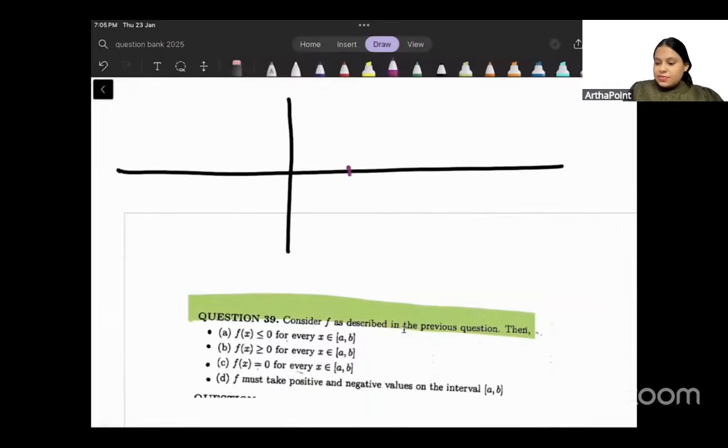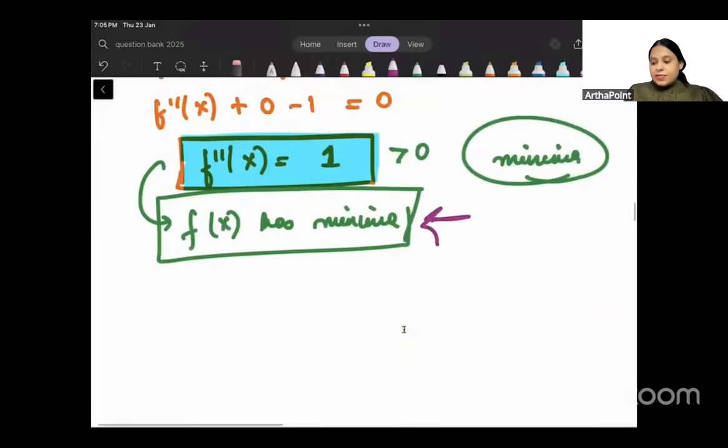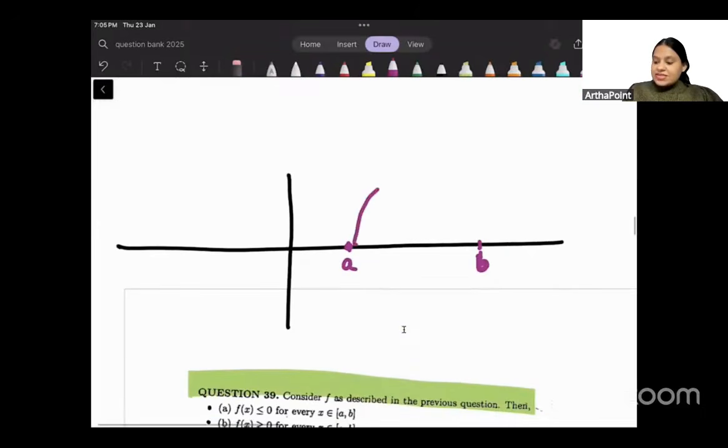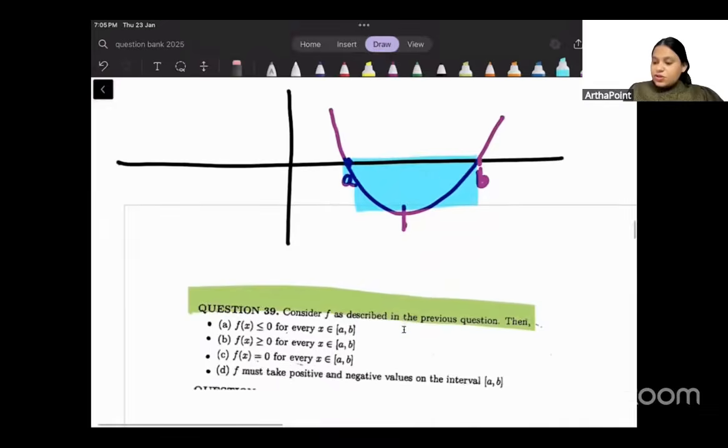Suppose this is a beta. तो at a फंक्शन का वैल्यू 0 आ रहा है. This is b. b पे भी फंक्शन का वैल्यू 0 आ रहा है. और ये जो फंक्शन है ये मिनिमा अटेन कर रहा है. माने कि ये फंक्शन मैक्सिमा नहीं अटेन कर रहा. ये फंक्शन मिनिमा अटेन कर रहा है. It is attaining minima. So between a and b, can't we see that the function will always be less than equal to 0? The value of the function will always be less than equal to 0.